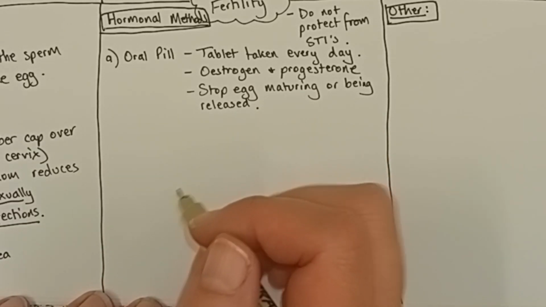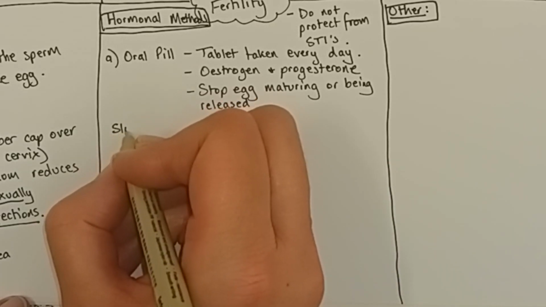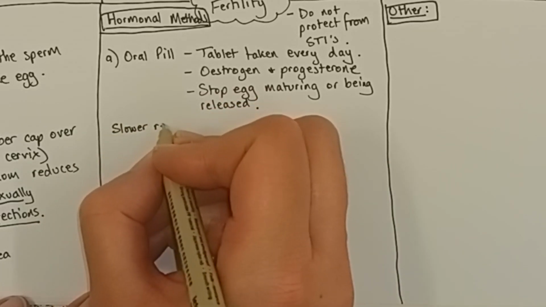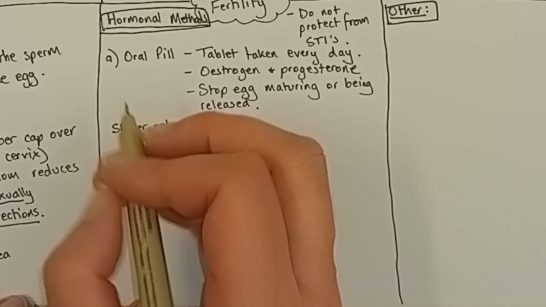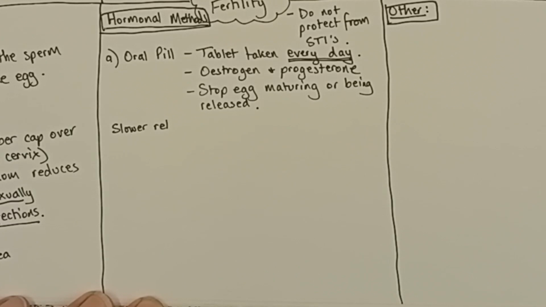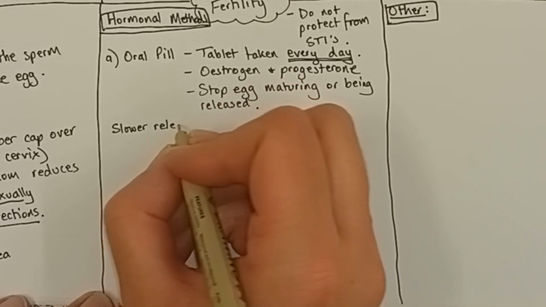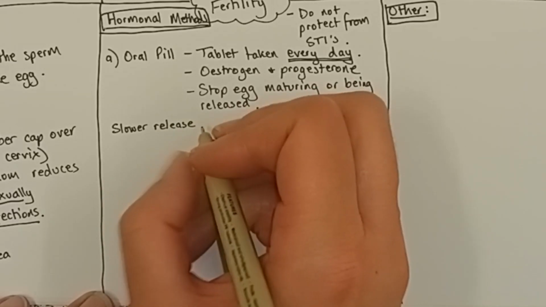There are, however, other hormonal methods, which are slower release methods and becoming increasingly common because with the oral pill, you have to remember to take it every day. And if you're sick and throw it up, then it won't work. Even if you get diarrhea, it won't work. And so they're slightly less reliable. So slower release methods are becoming increasingly popular.